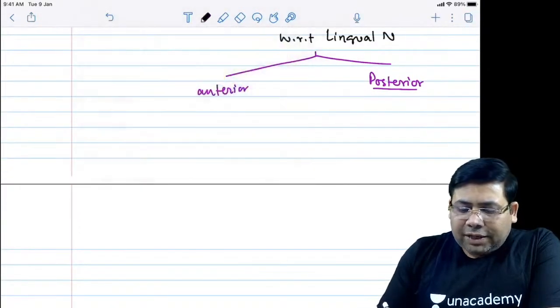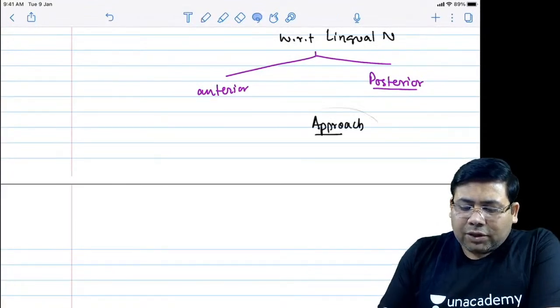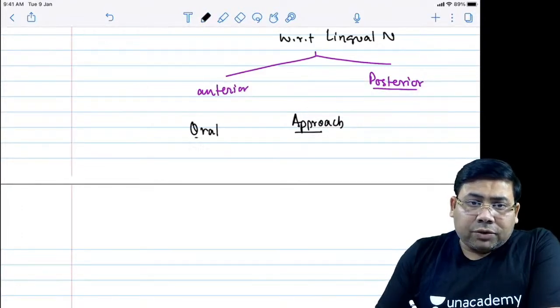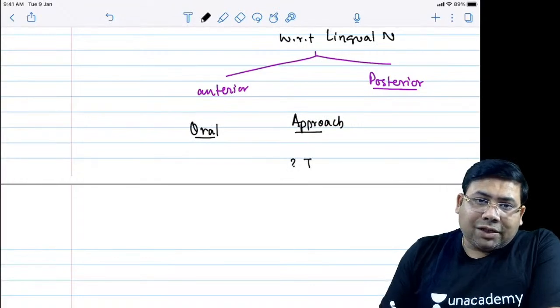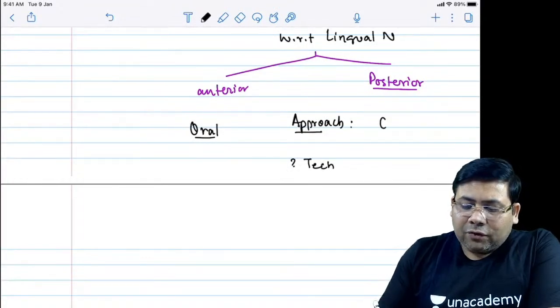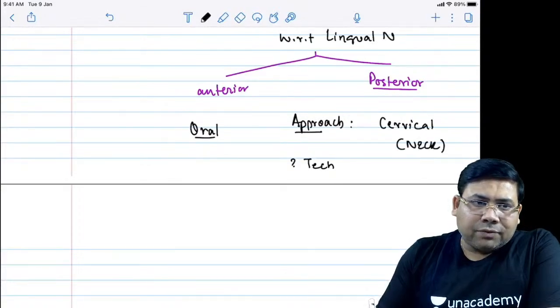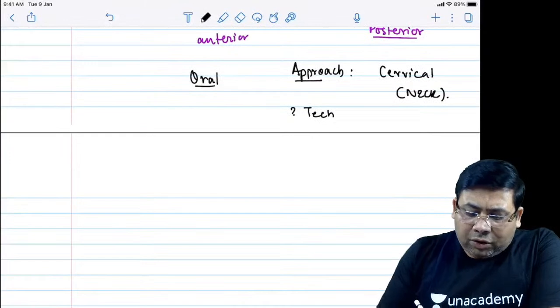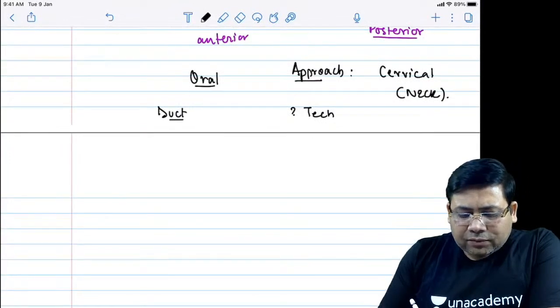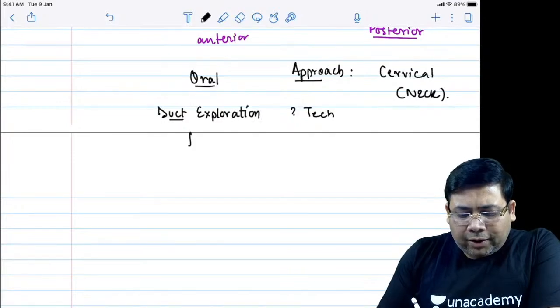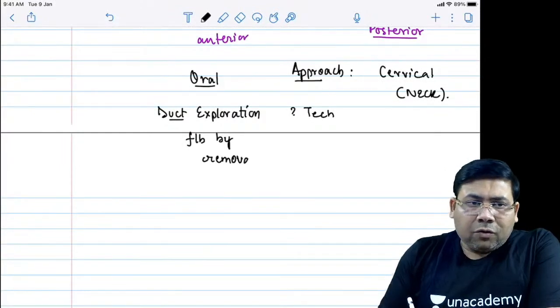Students, if it is anterior, what is the approach that we follow? If it is anterior, you will follow the oral approach. If it is posterior, you will follow the cervical, or neck, approach. What are you going to do? You are going to go for duct exploration followed by removal of the stone.